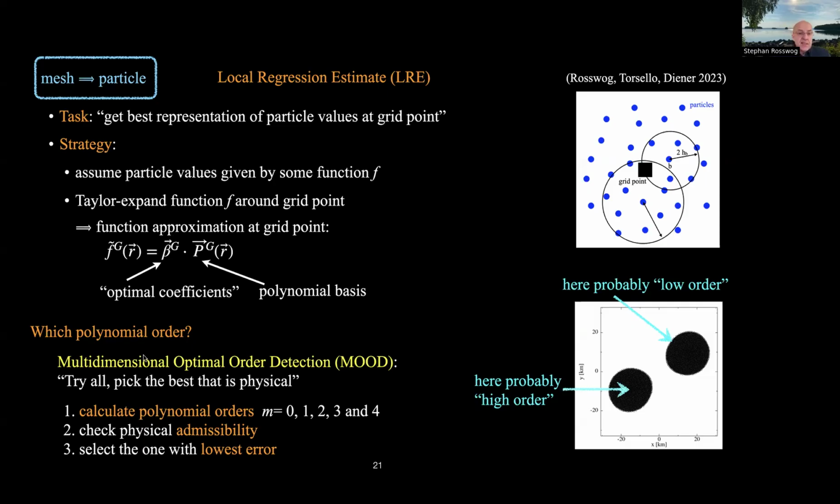And so what we're doing here is a multidimensional optimal order detection. That just means we do this stuff above for polynomial orders from 0 to 4. Then we check, starting at the highest order, is there anything that is obviously physically wrong? Say, for example, a negative energy density or something like that. You kick that one out, and from the rest that you then have, you define yet another error measure, and you pick the one with the lowest error. This works actually very nicely, but it's a bit cumbersome to calculate.